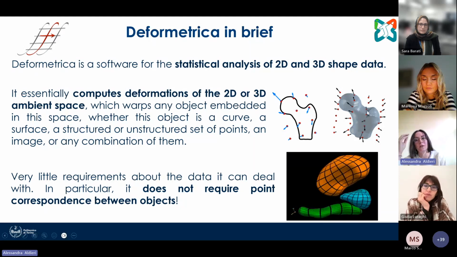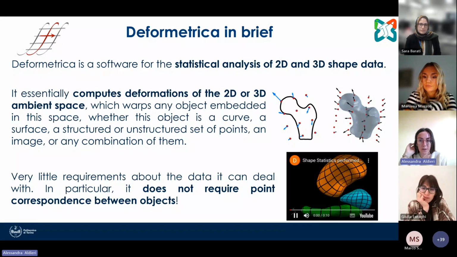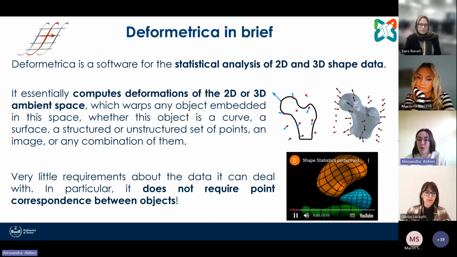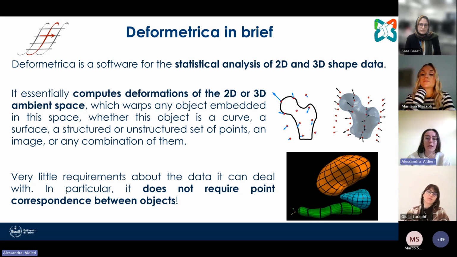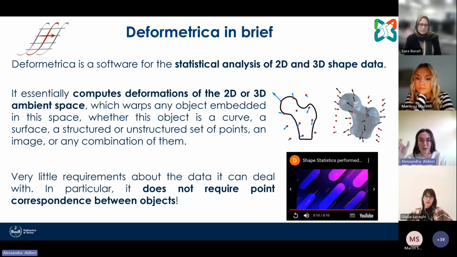And this is one of the most important and interesting points about Deformetrica because it allows great flexibility. So first of all, because it is this ambient space which is deformed, it brings whatever is inside it, which means that we can have shapes defined by landmarks, curves, surfaces, whatever we want. And the other very interesting point is that because of this, Deformetrica does not require correspondence between points in the shapes we want to analyze, which is often a requirement a little bit hard and cumbersome to obtain.